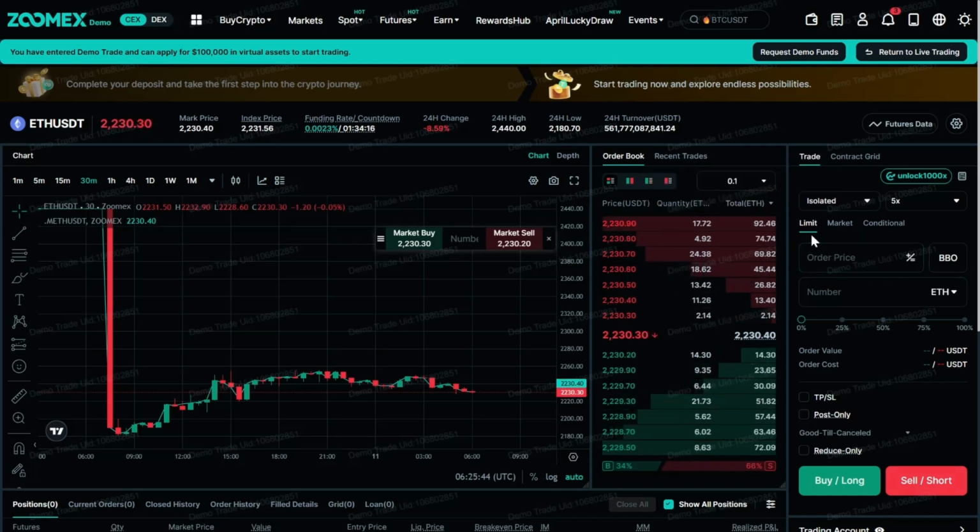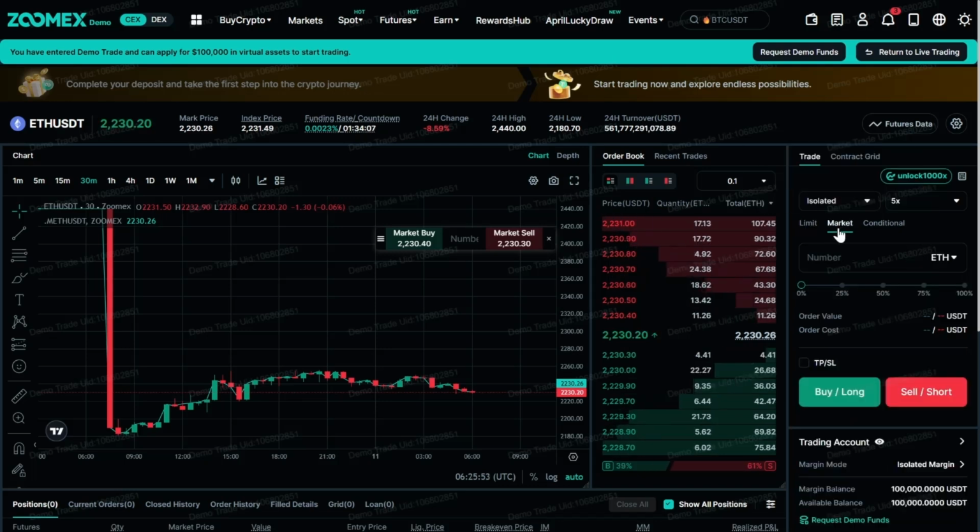We have a limit order. A limit order lets you set the exact price you want to buy or sell at, and it will only execute if the market reaches that price. We have a market order. A market order executes instantly at the current price. This is the fastest way to enter or exit a trade.